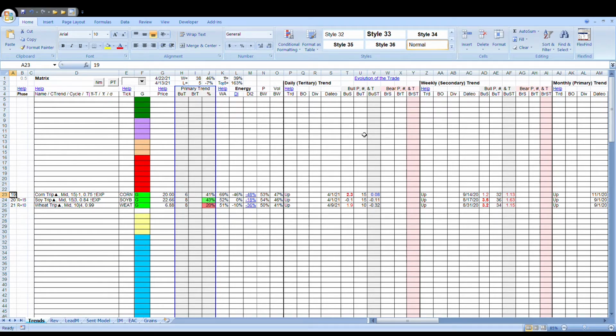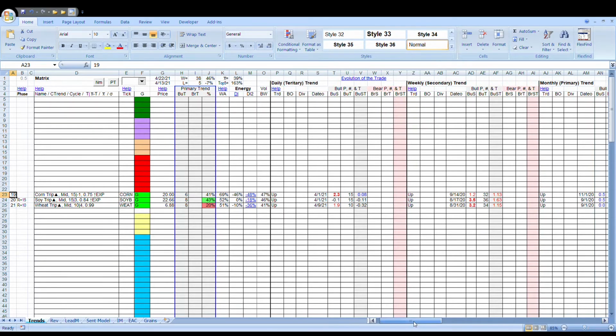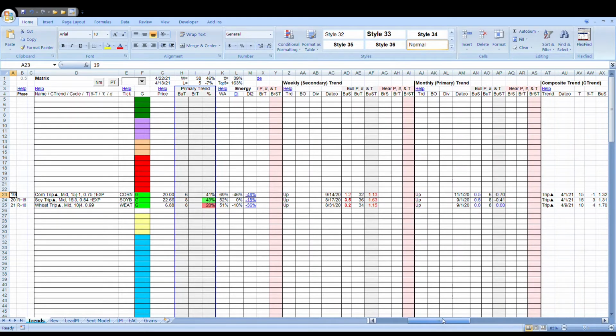The evolution of the trade is very specific. It follows the three time frames, the daily, the weekly, and the primary. It really focuses on the primary. The primary, we follow the price cycles and we follow time cycles. Everything is pretty much still below zero or at zero for time. Price is starting to move up.